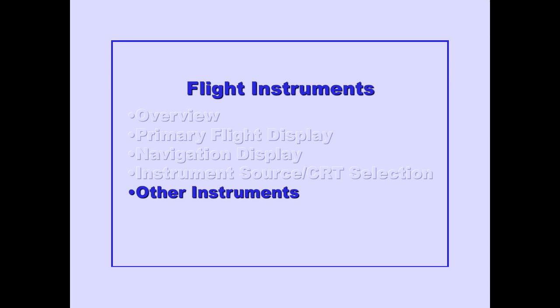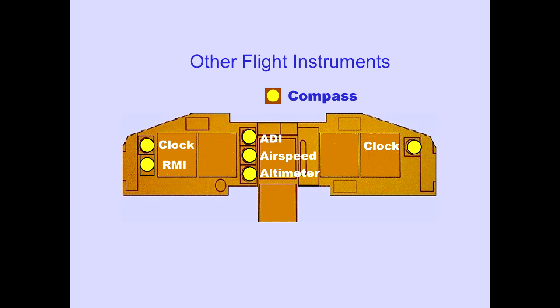Finally, let's discuss the other flight instruments. Other flight instruments are the standby compass, standby attitude deviation indicator, ADI, airspeed indicator, and altimeter. 2 clocks and a radiomagnetic indicator, RMI, are also provided.